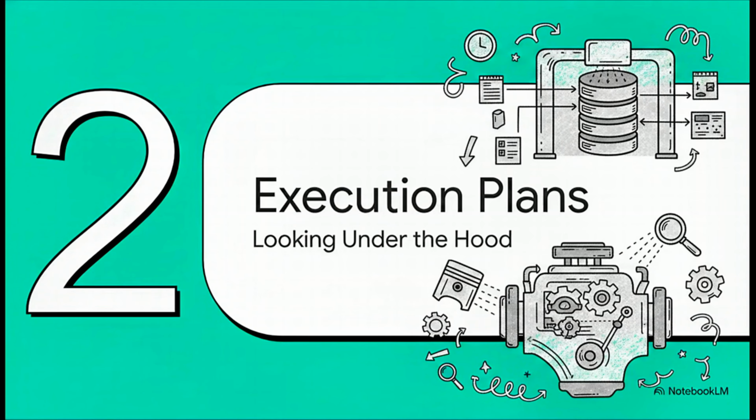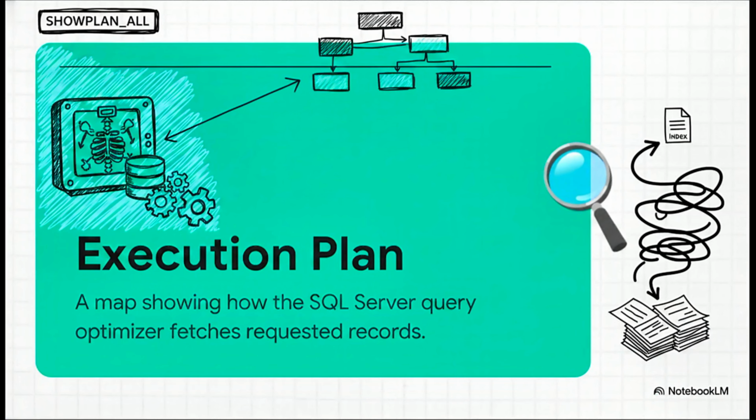And that brings us to Section 2, decoding query execution plans, looking under the hood. If you're going to fix a slow query, you really need an X-ray machine to see how the system is actually thinking. That X-ray machine is the execution plan. Essentially, it's a map showing exactly how the SQL Server Query Optimizer has decided to go out and fetch the records you ask for. In the lab, you'll start this diagnostic process by enabling a setting called SHOWPLAN_ALL.